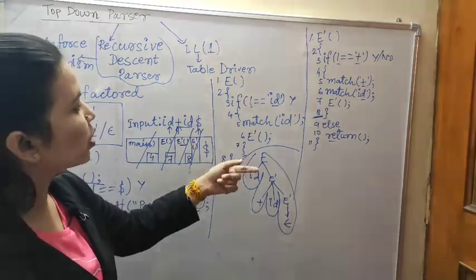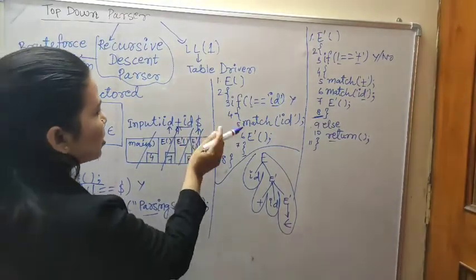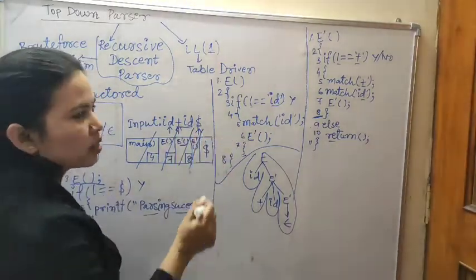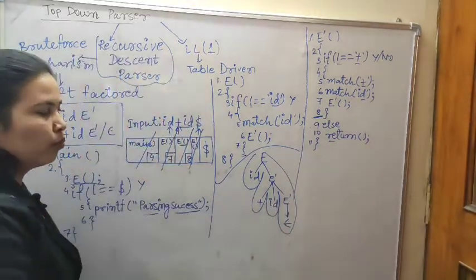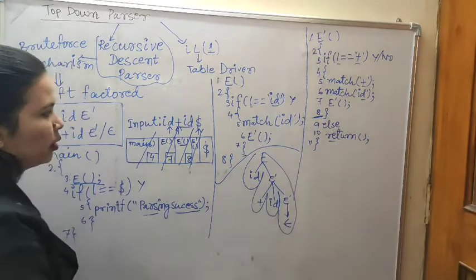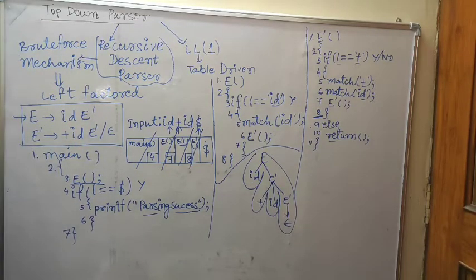If suppose plus id will come, so that time we are again checking the next functions. If it is lengthy, so then id plus id plus id will be given, so that time its parse tree also will be generated at more and different levels. So this is the recursive descent parser.